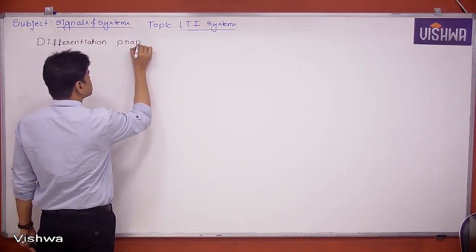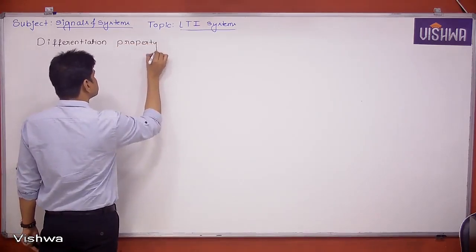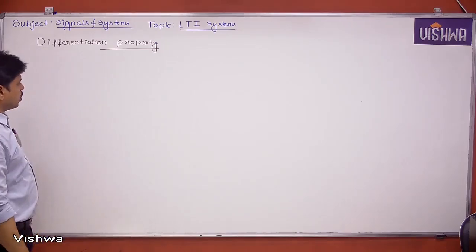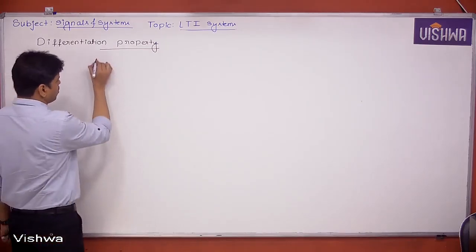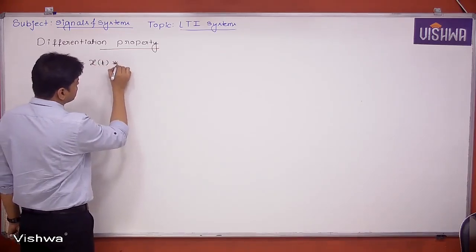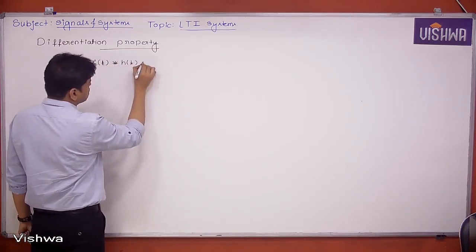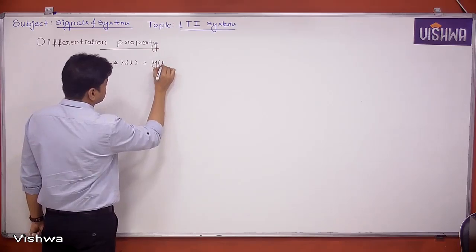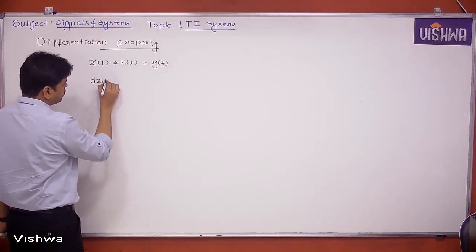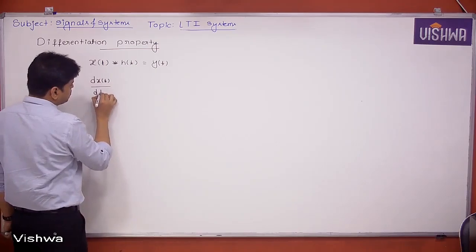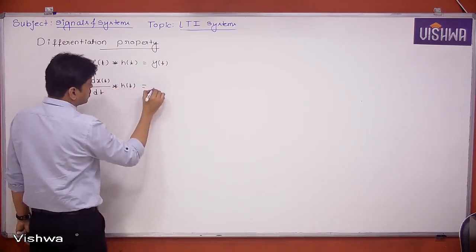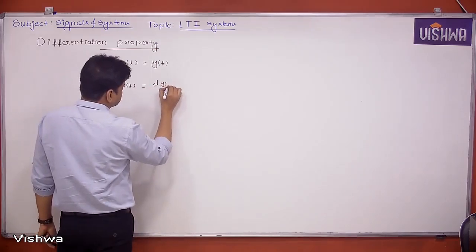Differentiation property. I am not giving any proof, directly I am saying that if x(t) convolution with h(t) is equal to y(t), then if I do the differentiation of x(t), dx(t)/dt convolution with h(t), what results is dy(t)/dt.